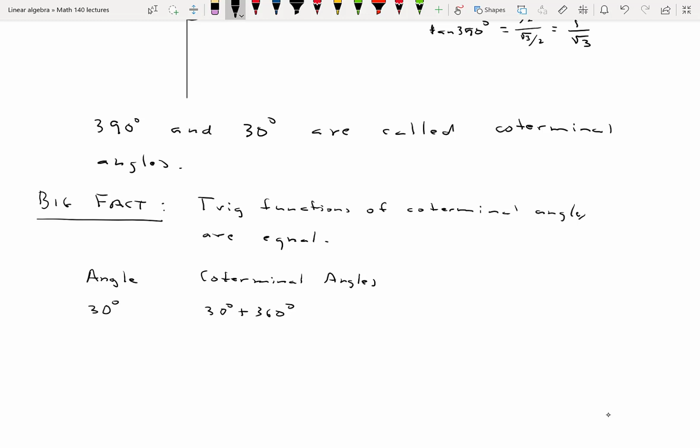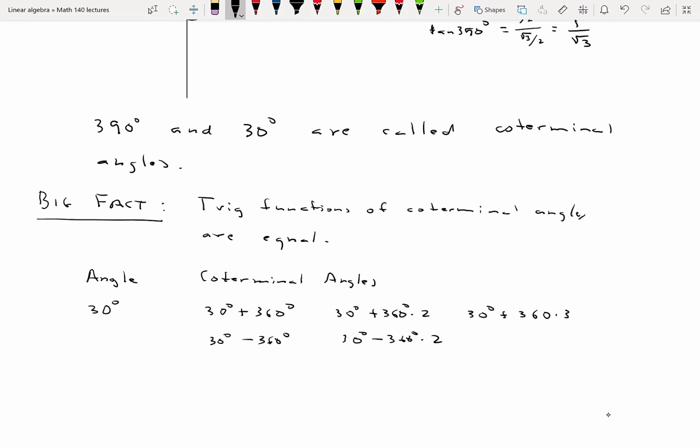I could add another 360. So 30 degrees plus 360 times 2. I could add another 360, 30 degrees plus 360 times 3. I could also have, instead of adding 360, subtracted 360. 30 degrees minus 360. I could have subtracted two 360s. Subtract 360 degrees twice.